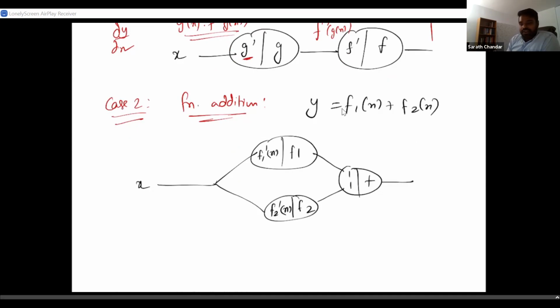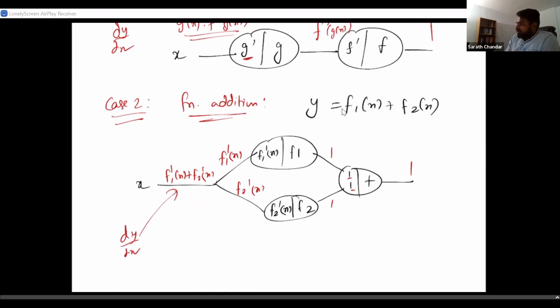So if you run this network backwards, you start with 1, okay? Then the 1 multiplied by this one is this, the 1 multiplied by this one is this, right? Now you multiply 1 with f1 dash of x. You multiply this one with f2 dash of x. Now, whenever you have these connectors, you just add them. So this becomes f1 dash of x plus f2 dash of x, which is exactly dy by dx, right?